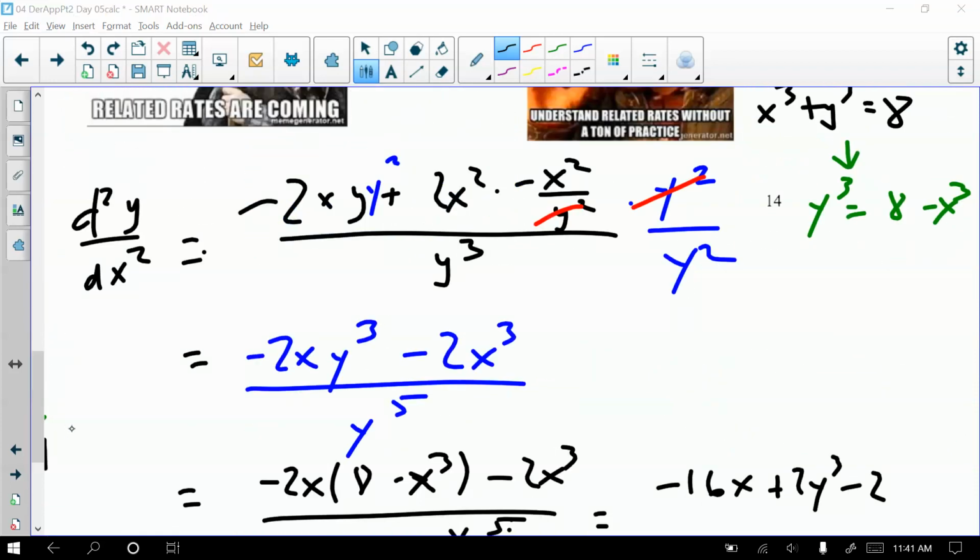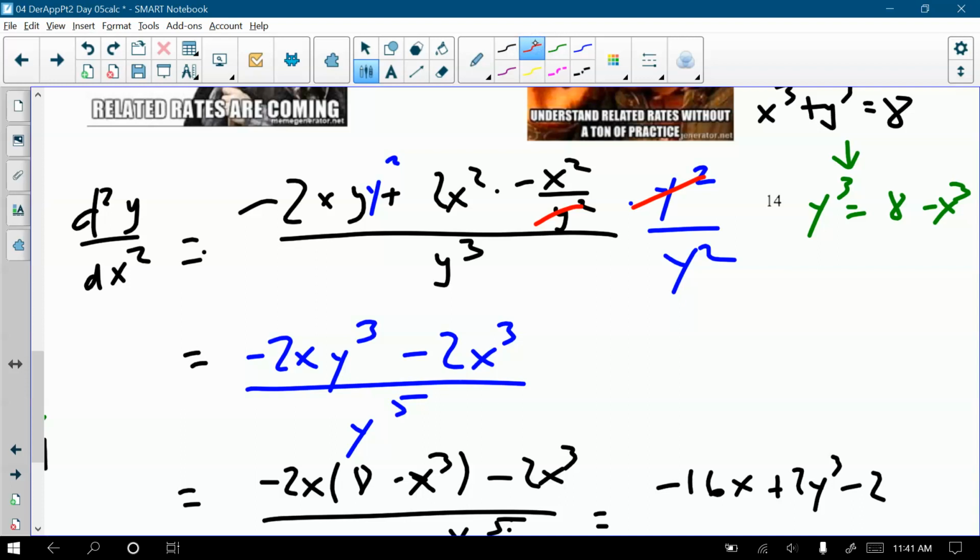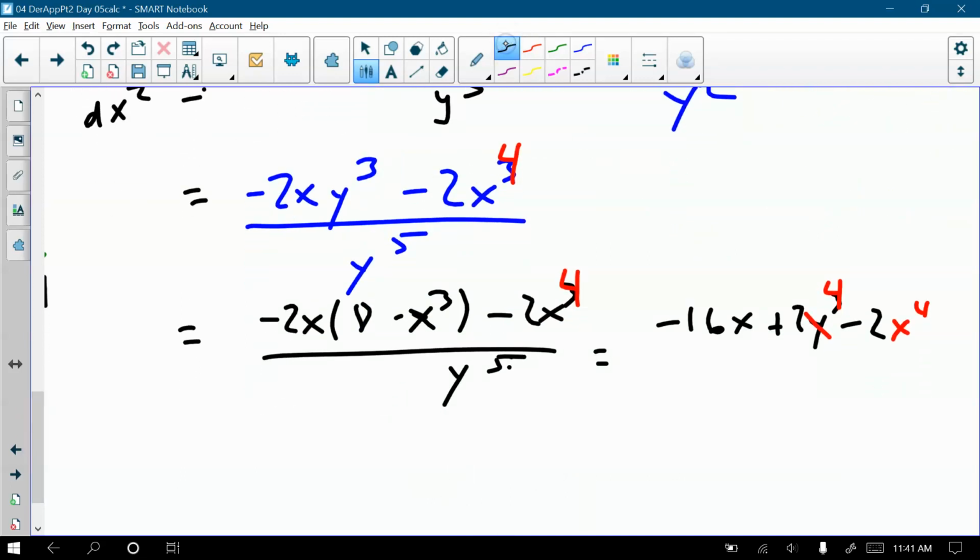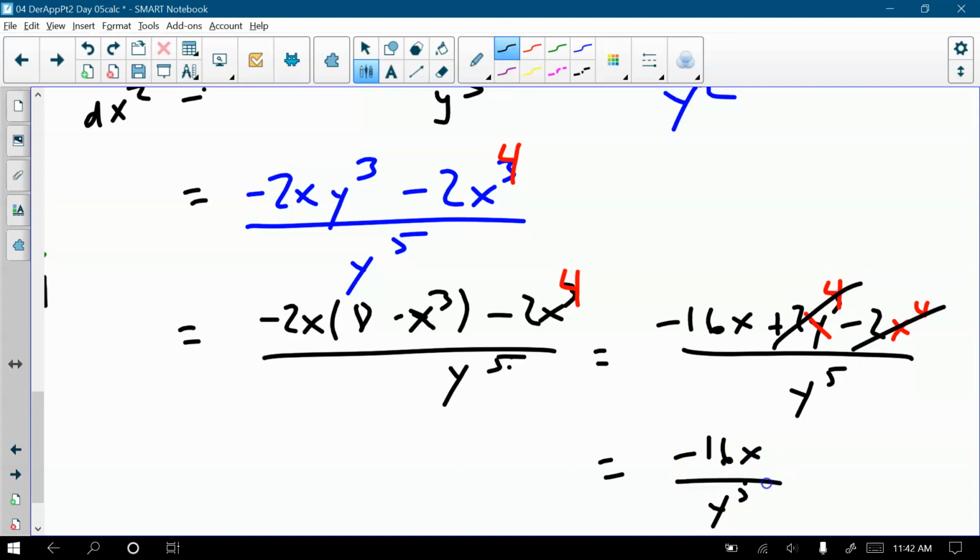And I found my mistake. My mistake was that this should be negative 2x to the fourth. So now I'm good. Which means this is minus 2x to the fourth. Which means that this is going to be plus 2x to the fourth. And then minus 2x to the fourth. All divided by y to the fifth. See, I should really stop making videos because I'm starting to make mistakes, which is not good. And then we end up getting what we wanted, negative 16x over y to the fifth.